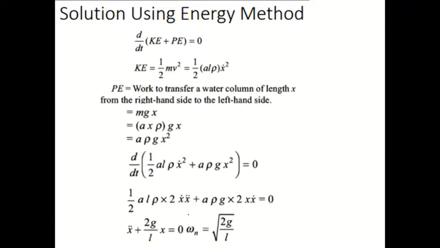For the same question we can also use the energy method. To solve the same problem we can use the energy method. If you differentiate the summation for conservation of energy, the answer will be 0. Conservation of energy is kinetic energy plus potential energy. The kinetic energy formula is half mv square. The potential energy formula is mgx.